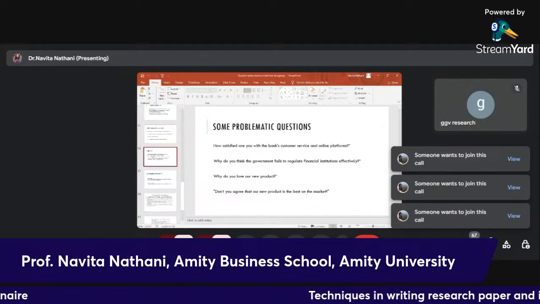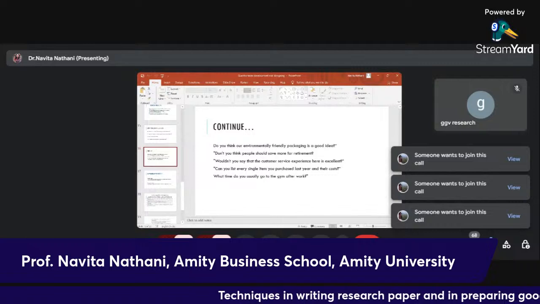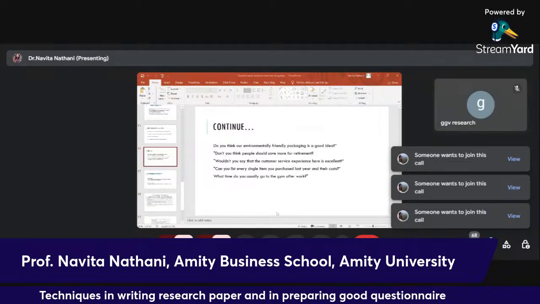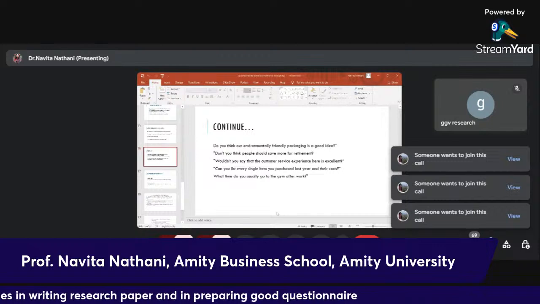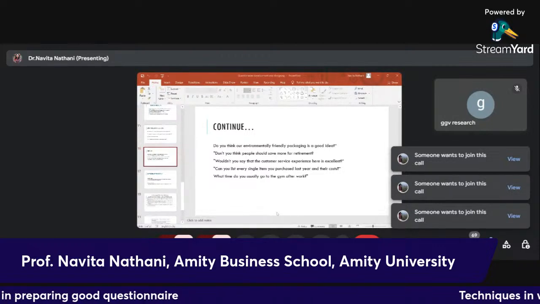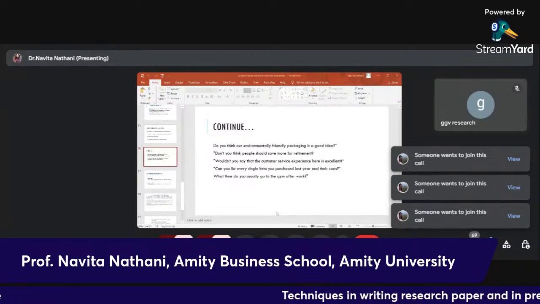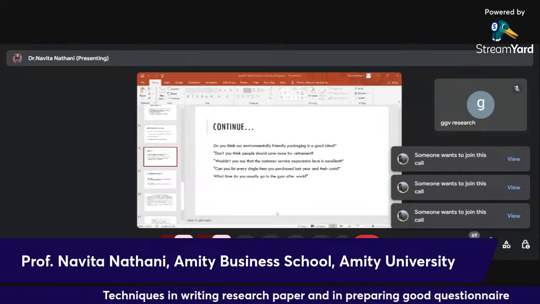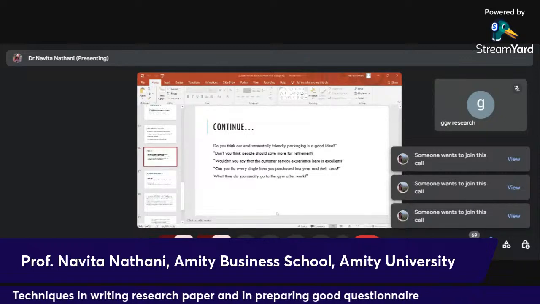Okay. Some more questions are also for you. बताइये. Do you think our environmentally friendly packaging is a good idea? What kind of? Environmentally friendly packaging is leading. Environmentally friendly. तो क्या होना चाहिए इसकी जगह?